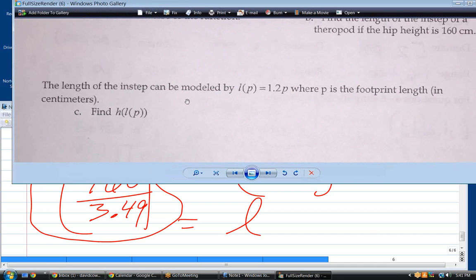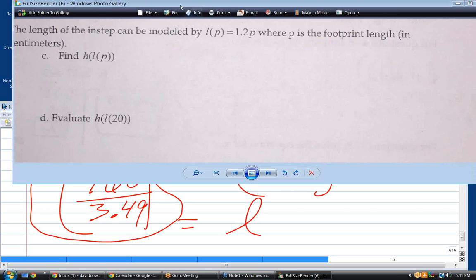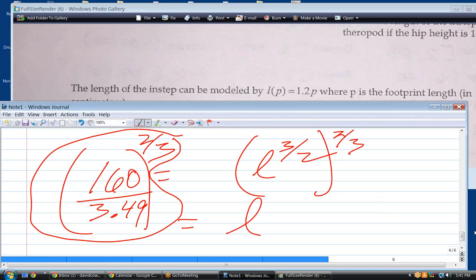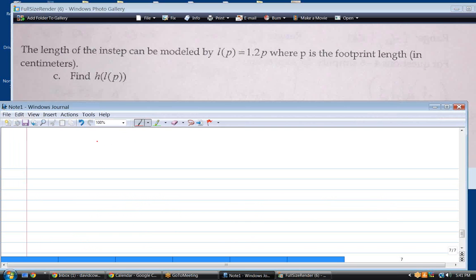Okay, let's see. The length of the instep can be modeled by... So now they're giving us a function for the length of the instep. In other words, they're going to say that the length of the instep can actually be modeled by the footprint length. L of P, the length of the instep, is equal to 1.2 times the length of the footprint. So, what is H of L of P? Let's write it step by step.